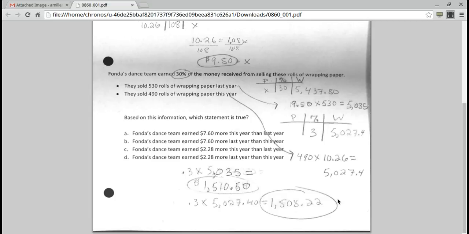And then it's asking, Fonda's dance team earned $2.28 more this year than last year, or that amount more last year than this year. So I have to look at my amounts. This one right here, the $1,510, is from last year, and the cheaper price, or the less money earned, is from this year. So I know that they made more money last year than this year, which would give me D as my final answer.